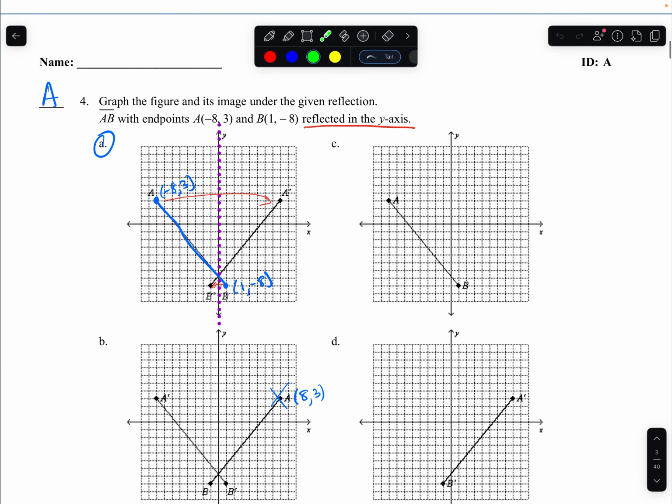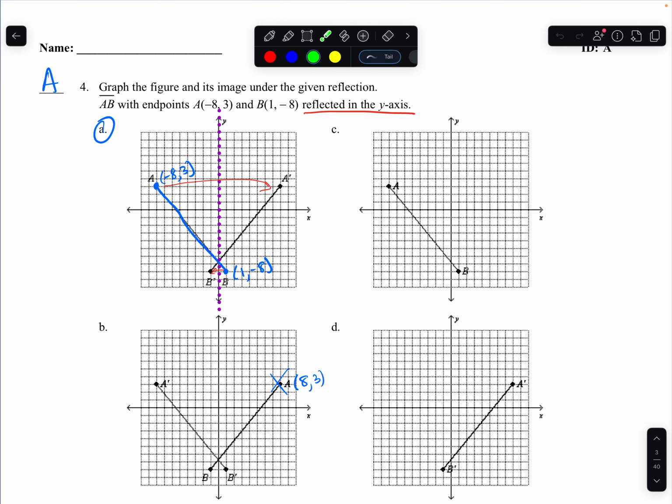Number 4, we're looking for a graph that shows line segment AB, that's the figure, and its image. So it can't be C, it can't be D. We had one like this on the chapters 8 and 9 test. It's A because line segment AB is graphed correctly. It can't be B because this should be AB, but it's marked as A prime, B prime. And it's confusing the pre-image with the image.